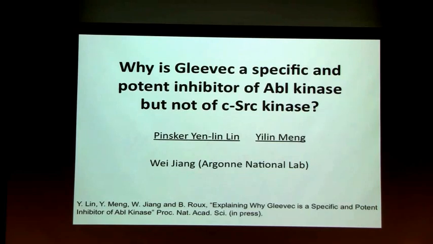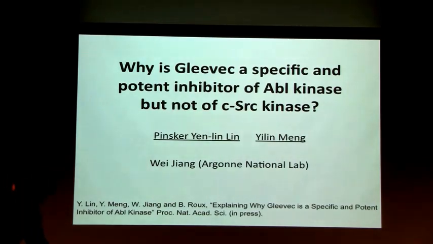The kinase. So the question we're trying to answer here is, Gleevec is an inhibitor of kinase, and why is Gleevec a specific and potent inhibitor of Abl kinase, which is involved in leukemia, but not of similar kinases like c-Src kinase? And this paper is, I would say, optimistically in press at PNAS, even though we haven't heard from the editor. Optimistically, I'd say it probably is in press, or accepted for publication. Wei Jian also was involved in many of those calculations.